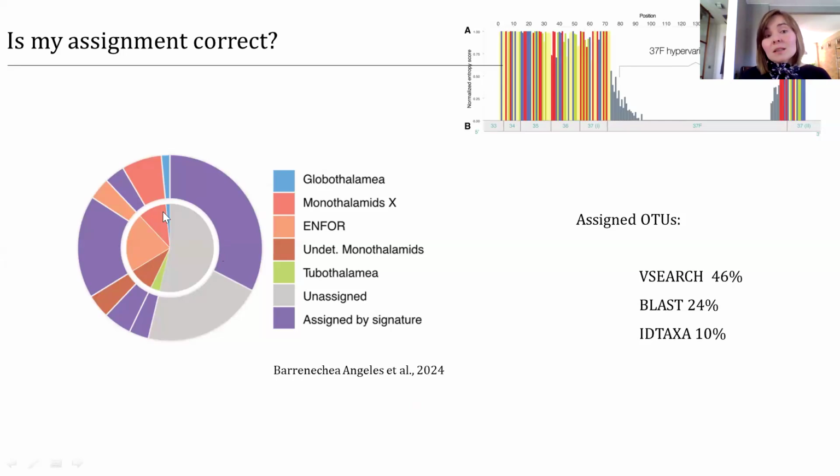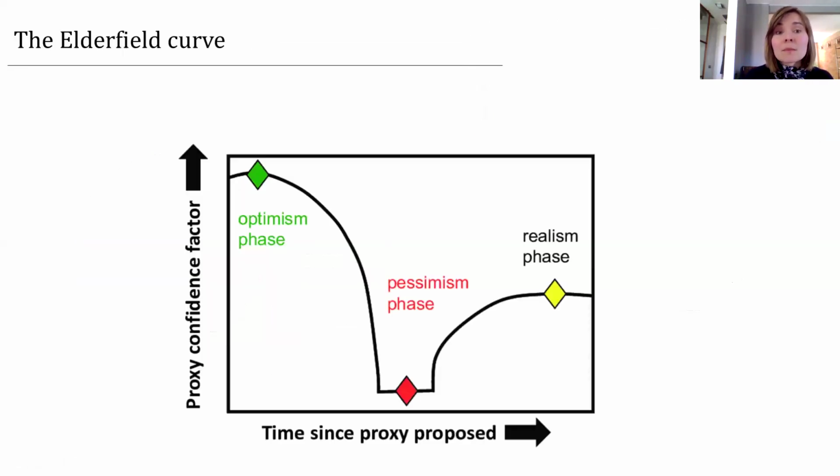In the inner circle, you have the results of the usual assignment, where around 50% of sequences remain unassigned, in gray. Here in the outer circle, in purple, you see the sequences assigned by signature. So you see that the proportion of unassigned sequences decreased considerably, and we can obtain a way better, more credible record that is way easier to interpret when we know what we have in our sample.